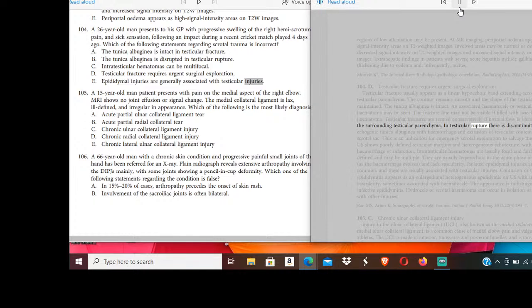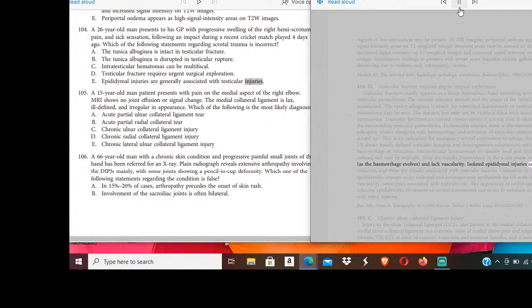In testicular rupture there is discontinuity of the echogenic tunica albuginea, with hemorrhage and extrusion of testicular contents into the scrotal sac. This is an indication for emergency scrotal exploration to salvage the testis. US shows poorly defined testicular margins and heterogeneous echotexture, with areas of hemorrhage or infarction. Intratesticular hematomas are usually focal and fairly well defined and may be multiple. They are usually hyperechoic in the acute phase or hypoechoic as the hemorrhage evolves and lack vascularity.